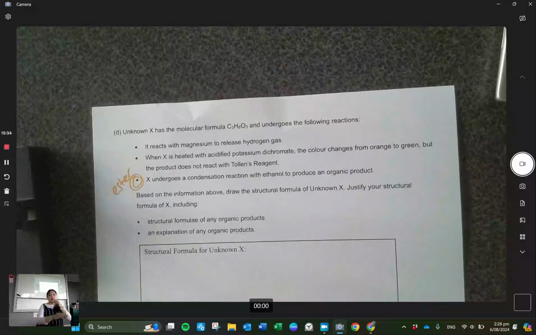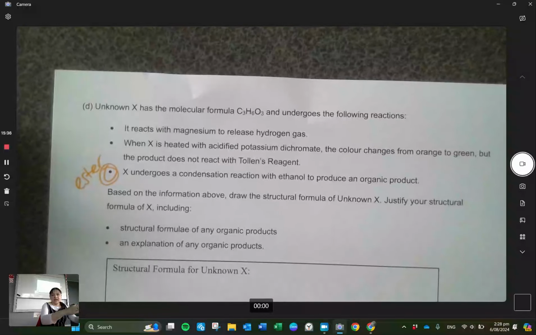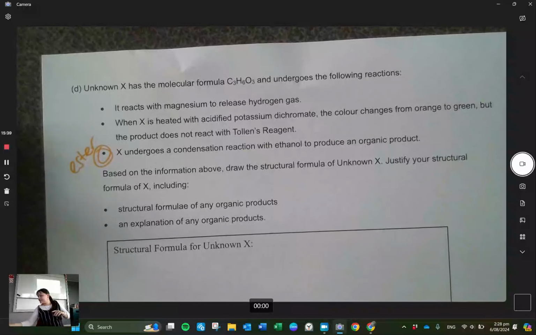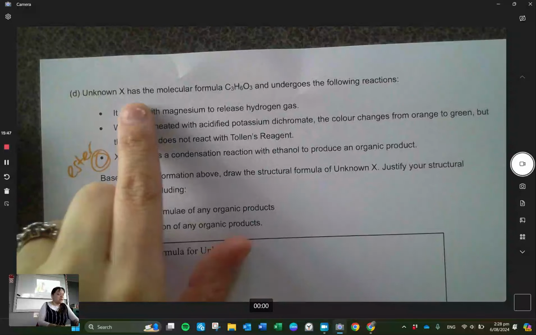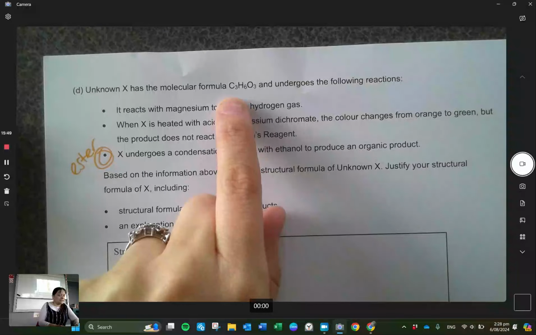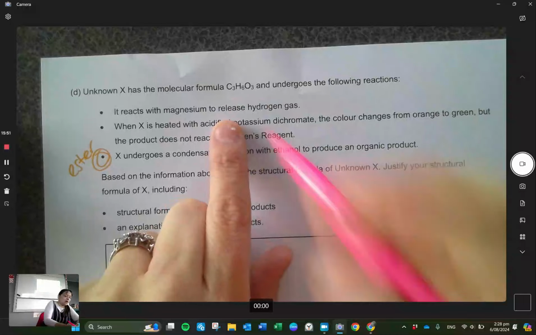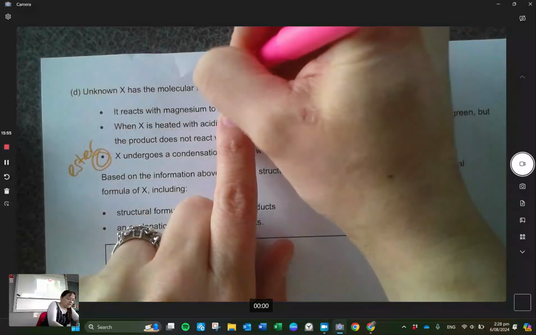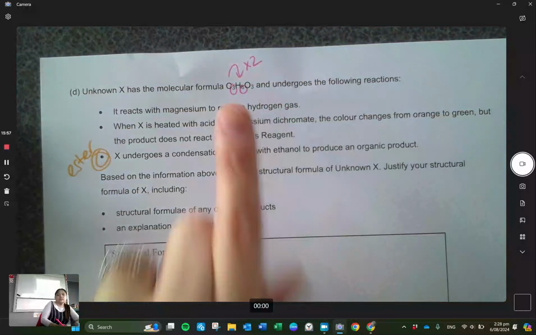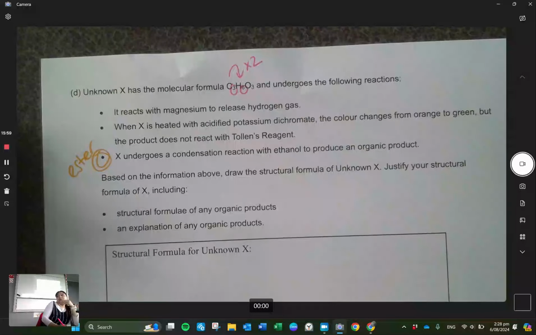Next one here, I have given you guys a formula. So treat it like it's kind of like a spec question in a slightly different context. So they say unknown X has this molecular formula C3H6O3. When we look at the ratio between carbon and hydrogen, it is times 2. Is it times 2 plus 2? No. So that tells me that we have a double bond.